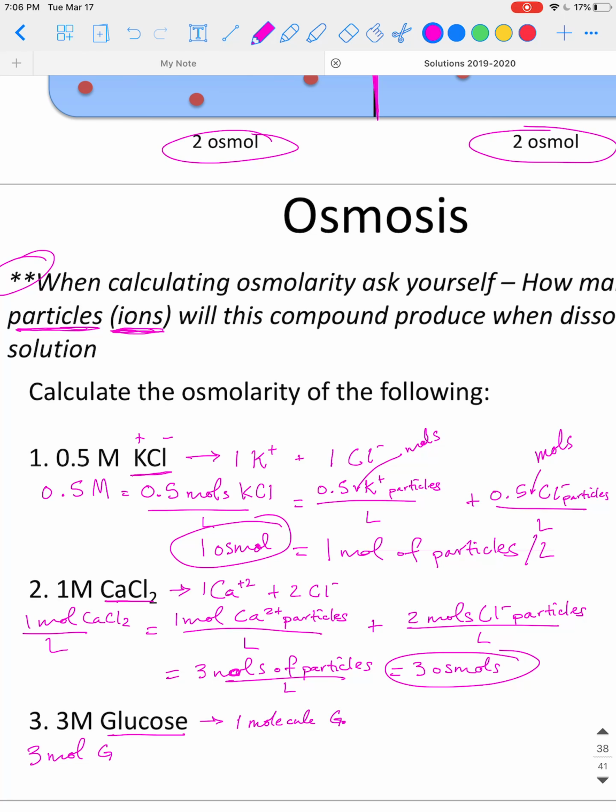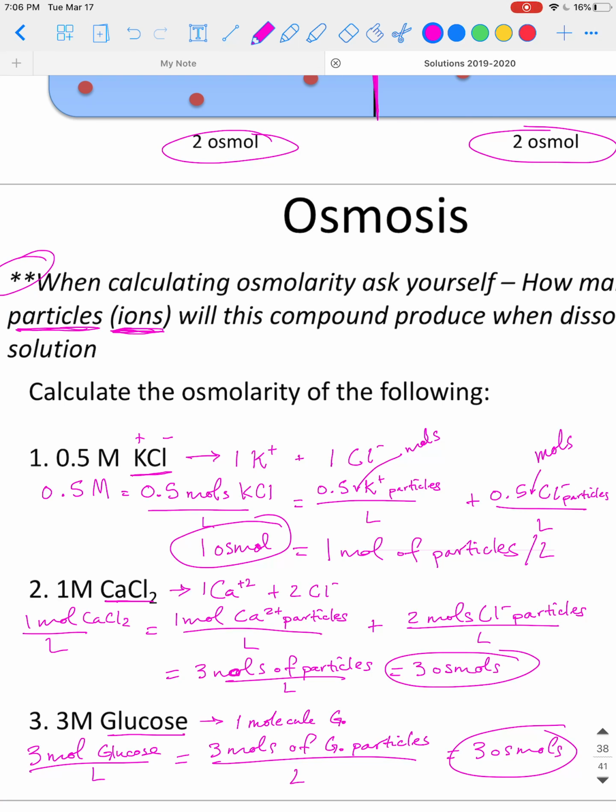So if I have 3 moles of glucose per liter, then I have 3 moles of glucose. We are calling glucose a particle at this point because it is the smallest unit. It will not break down any further. So if I have 3 moles of glucose particles per liter, I have 3 osmoles. Okay, that was our answer there.